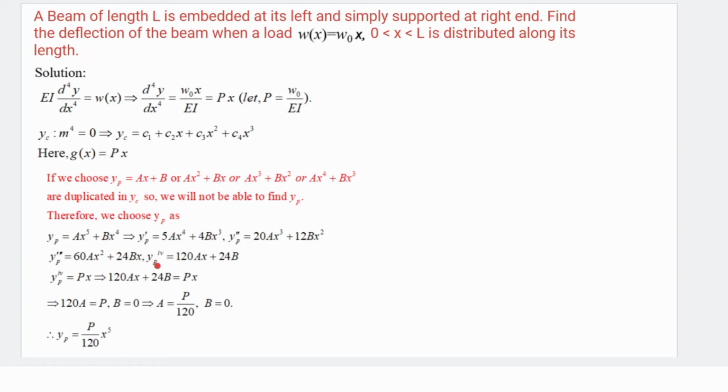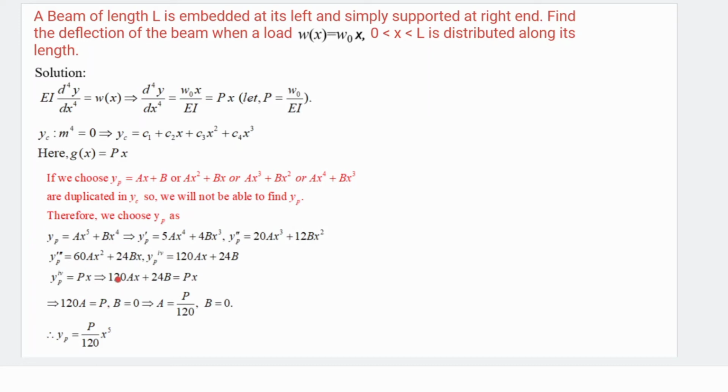So the fourth derivative equals 120Ax plus 24B. Now we put all these in our considered model equation, that means in this equation. So we get 120Ax plus 24B equals Px. So this is our model equation.